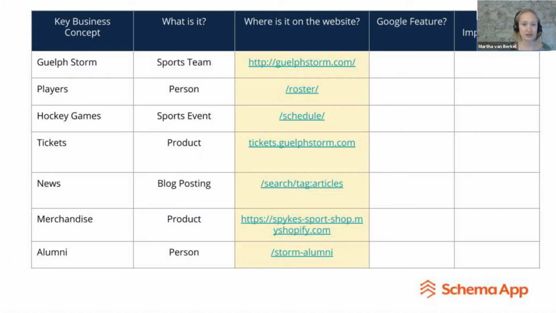So let's go ahead and have a look at what this looks like for the Guelph Storm. Again, we went back to the Guelph Storm website and we're like, okay, the sports team is primarily spoken about on their homepage. The players are all listed under their roster page. The hockey games are on the schedule. Now, what's interesting about the Guelph Storm site is that their tickets go to a subdomain, tickets.guelphstorm.com. Their news is actually pulling in from WordPress for articles or pages with the tag articles. Merchandise is actually going to a Shopify store that's again under an entirely different domain. And then the alumni are primarily under Storm Alumni.